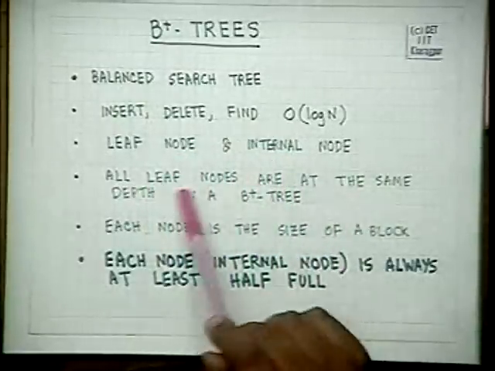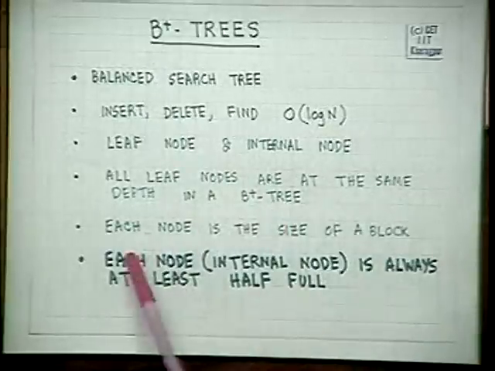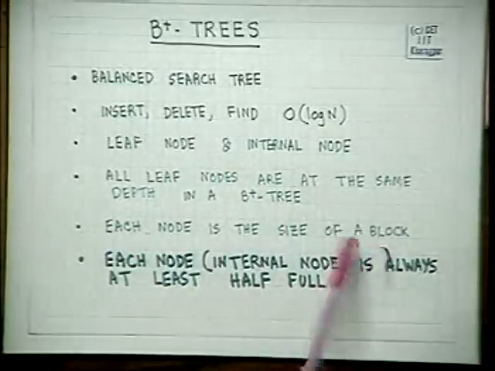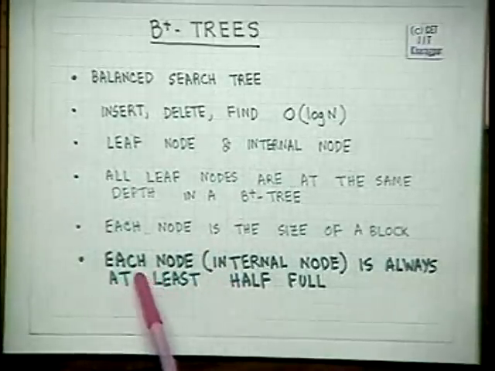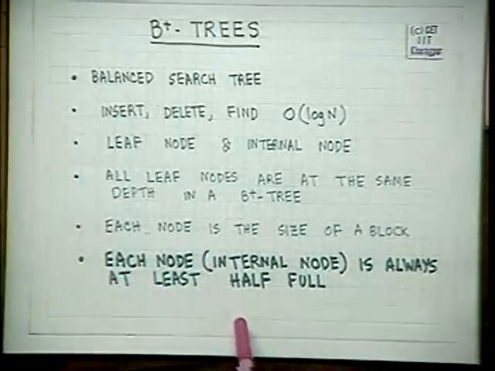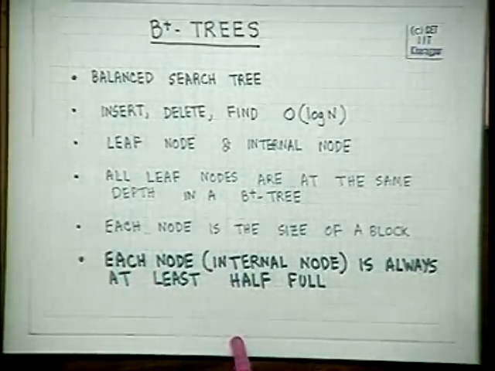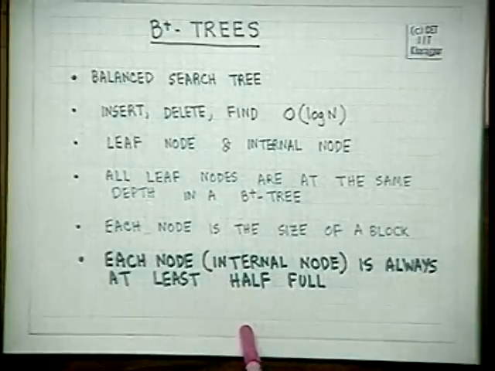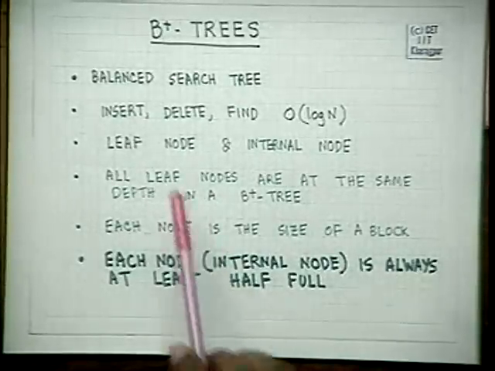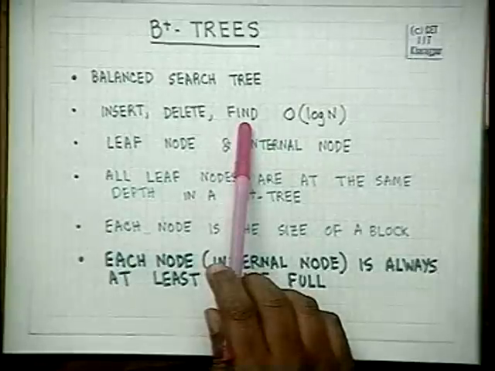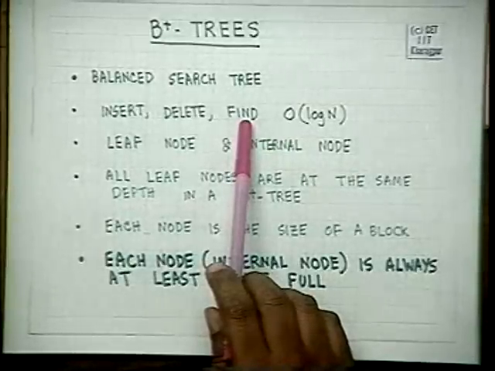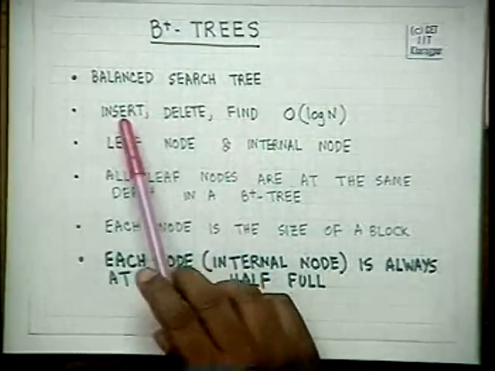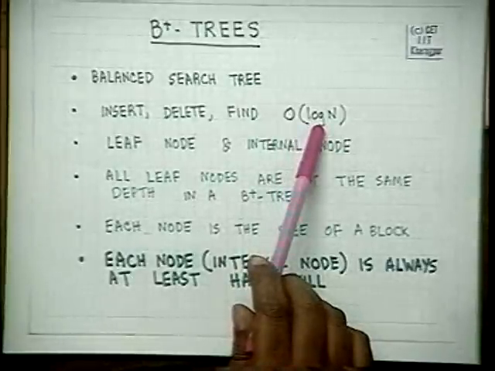All leaf nodes are at the same depth in a B plus tree, and each node is the size of a block. For an internal node, each node is always at least half full, that is, of the pointers that it has, at least half of them must point to valid, non-null nodes. We have also seen how the find operation goes on in a binary search or a multi-way search manner, doing it in log n time.